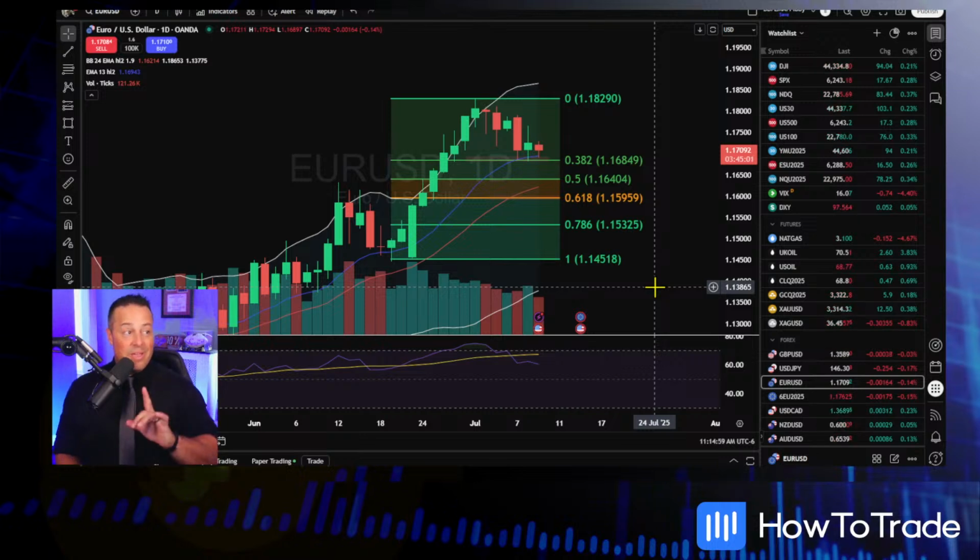So be careful if you're holding shorts in Euro USD, be aware that 116.85 to 95 is the real deal for downside support. I wouldn't mess around with it. I wouldn't bet the ranch that you're going to take that area out. That's for sure.